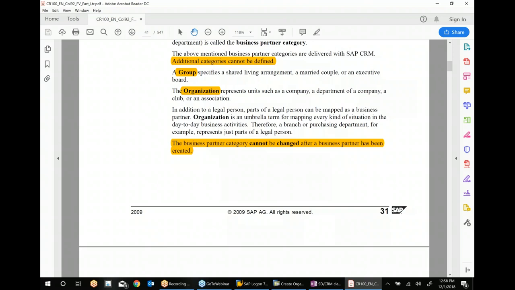You cannot define business partner categories. And once you create a business partner for a category, you assign a business partner to a category, it can only be assigned to one category. And once a business partner has been assigned to a category, that category cannot be changed. So once you define a category, that category will remain as it is.